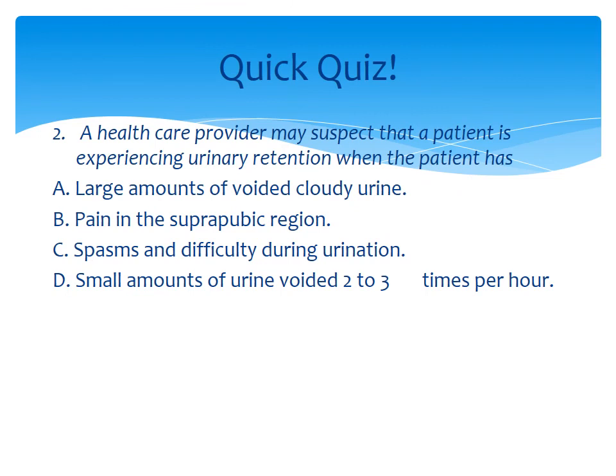Quick quiz. Let's read this question. A healthcare provider may suspect that a patient is experiencing urinary retention when the patient has, as mentioned before, small amounts of urine voided 2 to 3 times per hour, because they're not fully clearing their bladder completely, emptying out their bladder, so they're going to have more episodes of urges to go void.